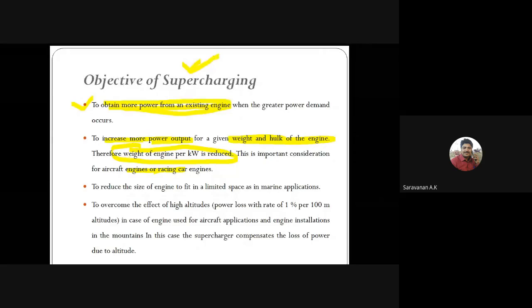So for extra power, we give some nitrous gas, so the engine runs at a faster rate and gets more power, right? So have you felt that one?